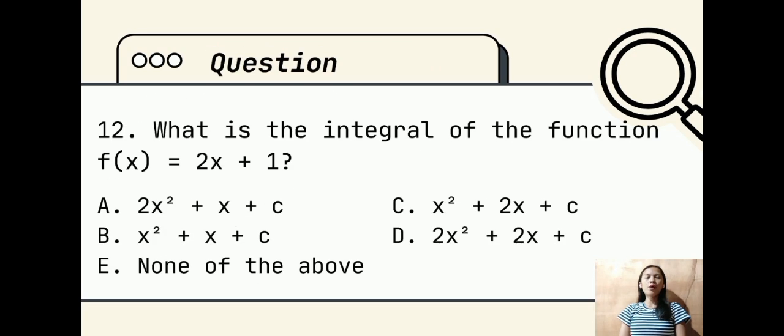Number 12. What is the integral of the function f(x) equals 2x plus 1? A. 2x squared plus x plus c. B. x squared plus x plus c. C. x squared plus 2x plus c. D. 2x squared plus 2x plus c. E. None of the above.